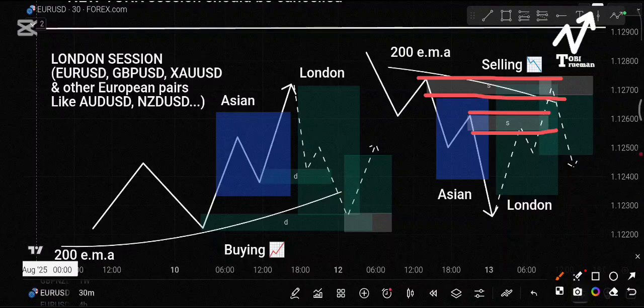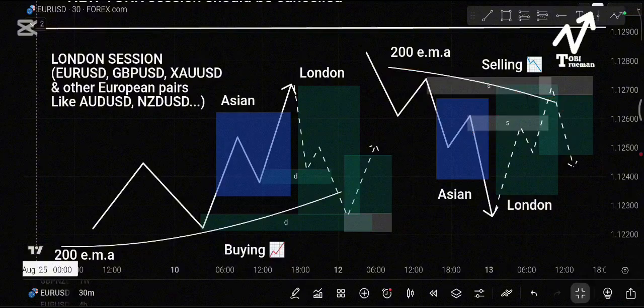And why are we selling this? Because price is below the 200 EMA. I hope this is very easy to understand.